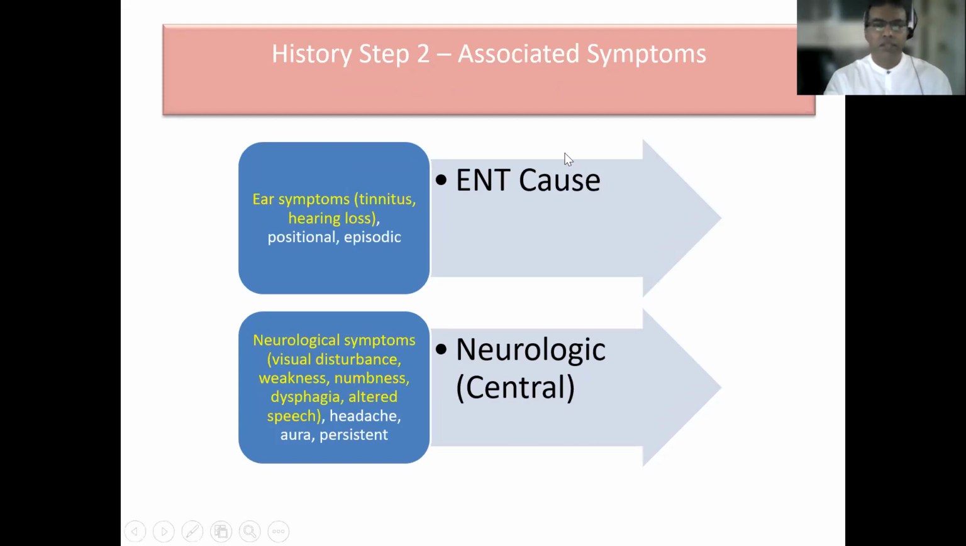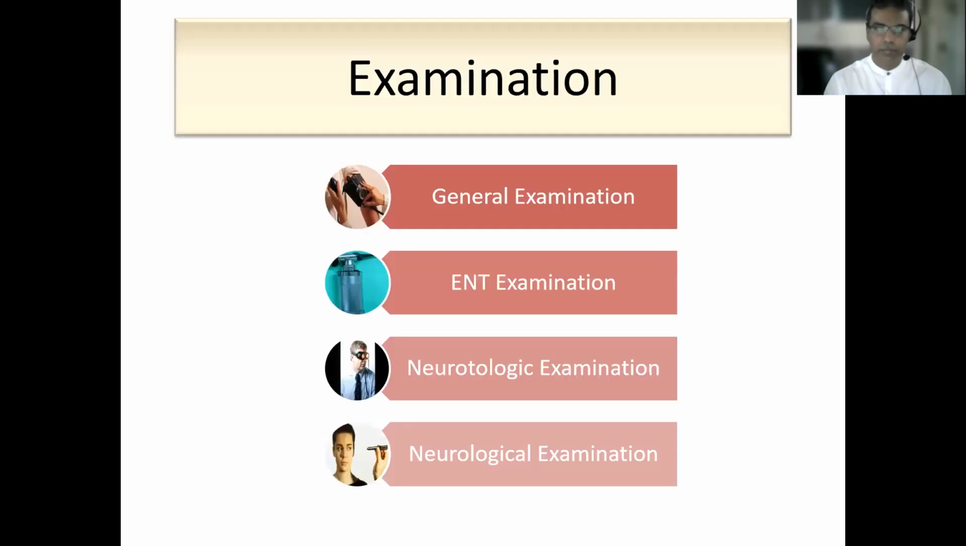So the following step is to fine tune the symptoms. Does the patient have ear symptoms, tinnitus, hearing loss? Is it positional or episodic? So if symptoms like this seem to suggest more ENT cause. Whereas if the patient has neurological symptoms, visual disturbances, weakness, numbness, some altered speech, difficulty swallowing, headache, if it's persistent, this perhaps suggests more of a central or neurologic cause.